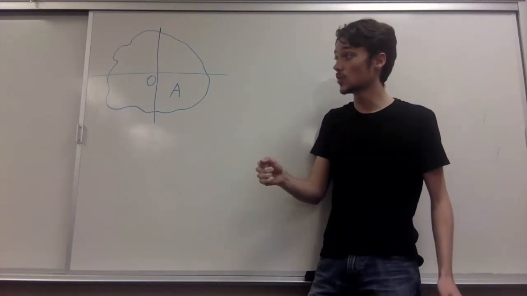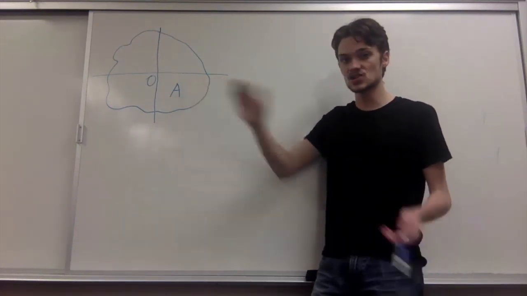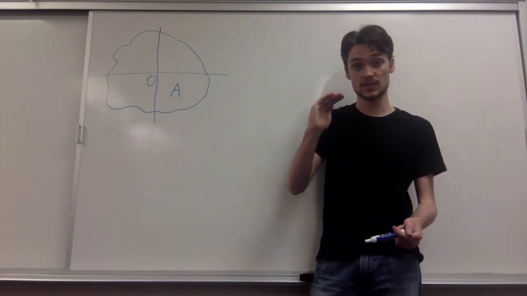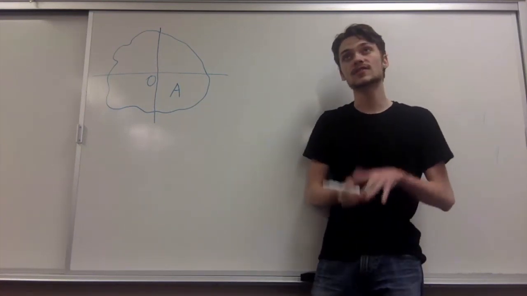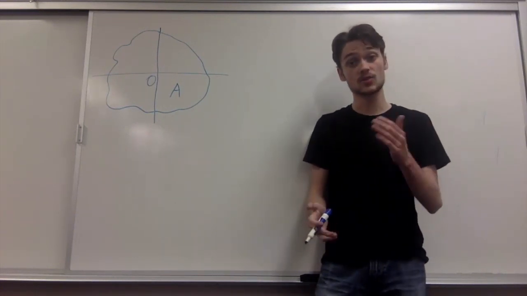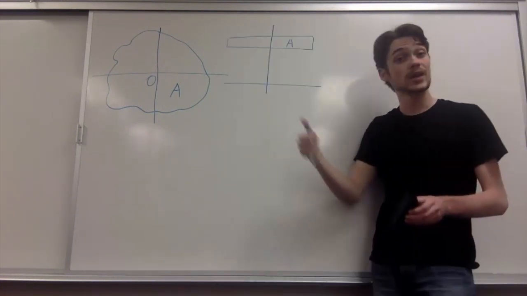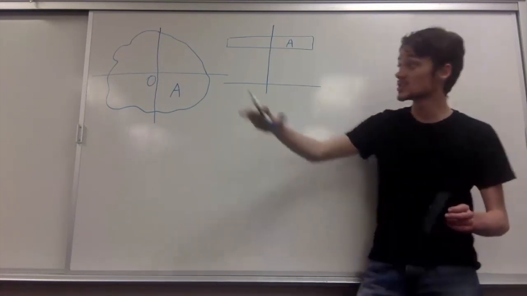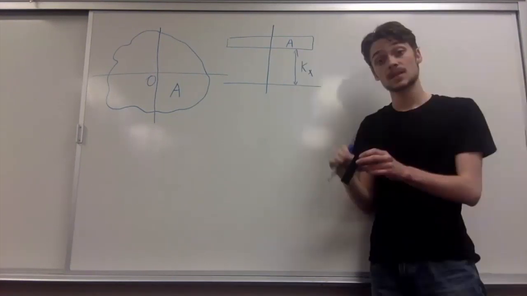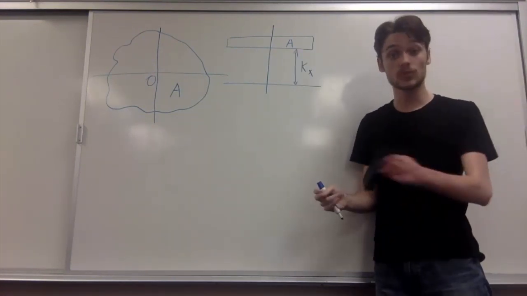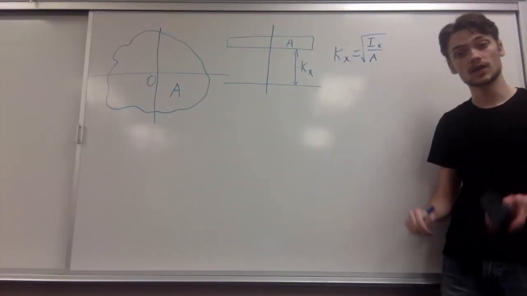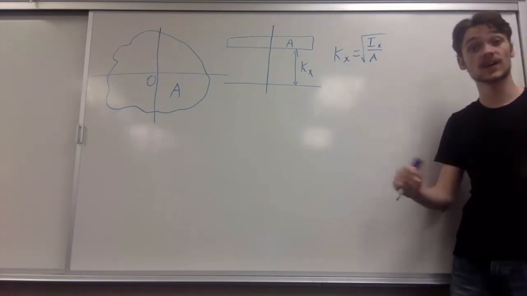In fact, we know that if we make this object into a thin strip with the same area, and we place it some distance away from the x-axis, it is going to have the same second moment of inertia with respect to the x-axis. We call this radius the radius of gyration. It's like this. We have this strip with an area A, which is the same area as our goofy object, and it is going to be some distance away from the x-axis. This distance is going to equal k sub x, or the radius of gyration with respect to x, where kx is equal to the square root of the second moment with respect to x divided by the area.